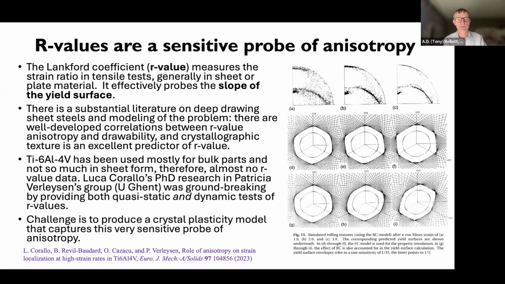So this work was kind of groundbreaking in that they did these tensile tests in lots of different directions, and they did this at both quasi-static and dynamic strain rates. Now, I have this remark about R value being a really sensitive probe of anisotropy. So what you see here are some pole figures, actually simulations of rolling, plane strain compression in FCC metals. And these things down below here with all of the lines are depictions of yield surfaces.